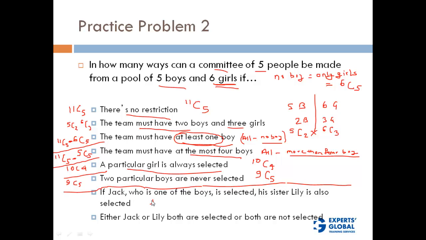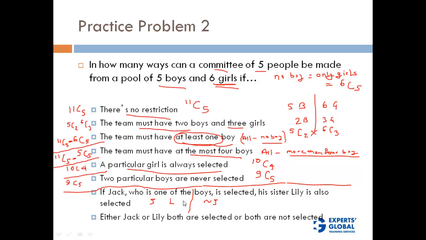Jack is selected, that means Lily is selected; and Jack is not selected, right? And we don't know anything about Lily. It does not say that if Jack is not selected, Lily is not selected. So we don't really know anything about Lily if Jack is not selected. Correct? So let's consider these cases.